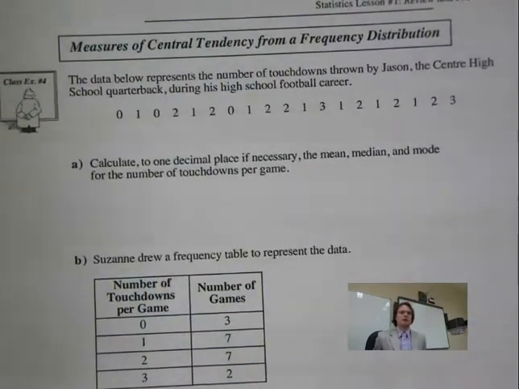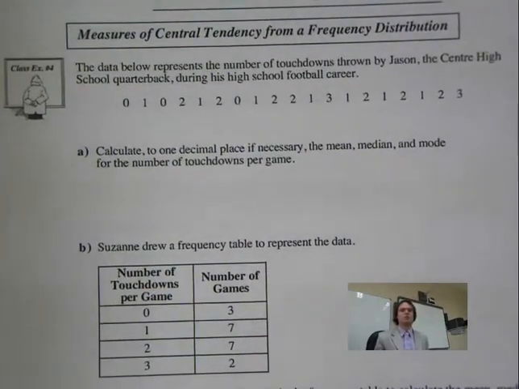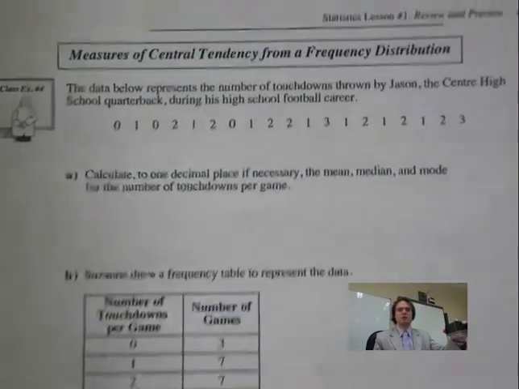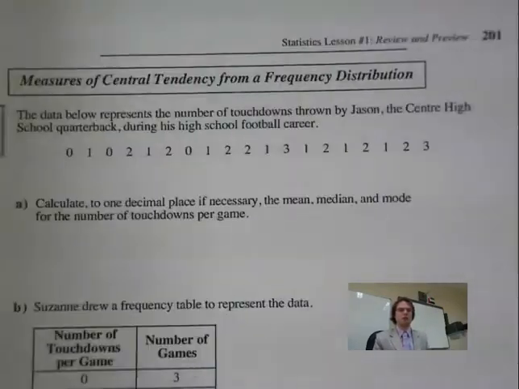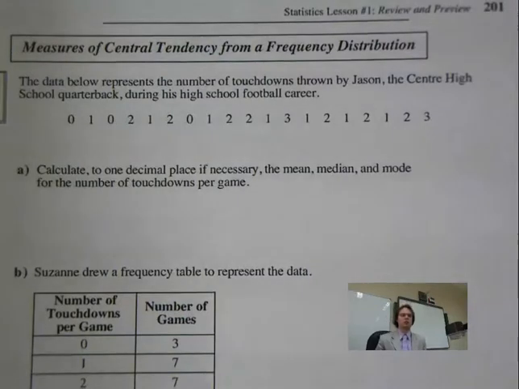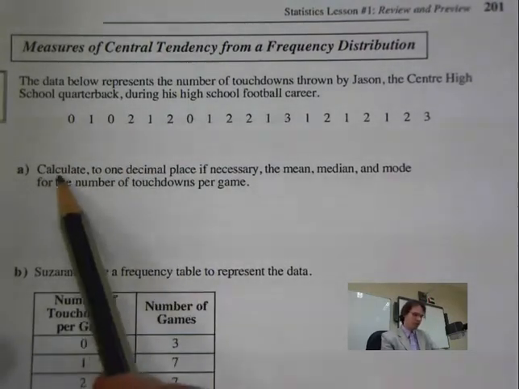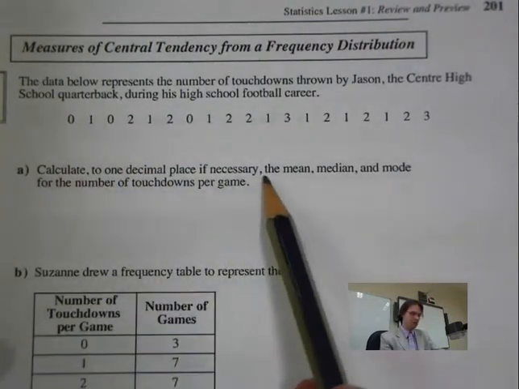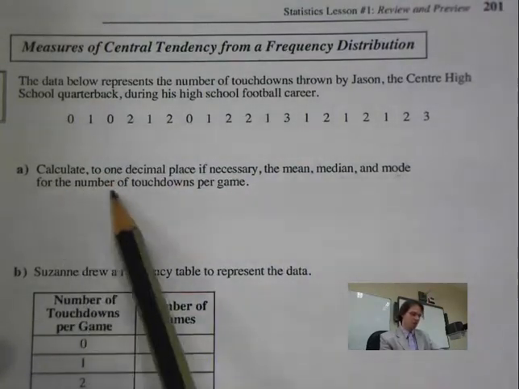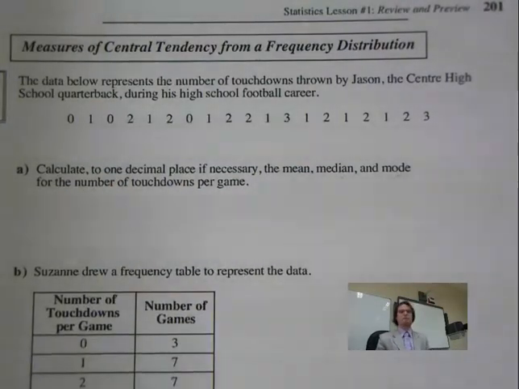So now we're going to do it with frequencies. Okay, so this is a little bit different. It says here, the data below represents the number of touchdowns thrown by Jason, the Center High School quarterback, during his football career. Okay? So if we look at this, calculate to one decimal place, if necessary, the mean, median, and mode for the number of touchdowns per game.